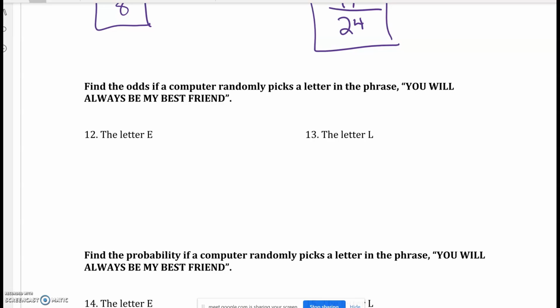All right, so just like we did before, you would count up the total number of letters, how many E's, and then figure out the probability. It says odds, but I'm going to change this to probability. Odds are a little bit different, but for our purposes, we'll make them the same.